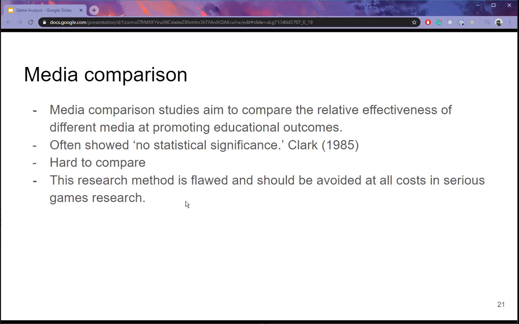This research method is flawed, and should be avoided at all costs in serious game research.